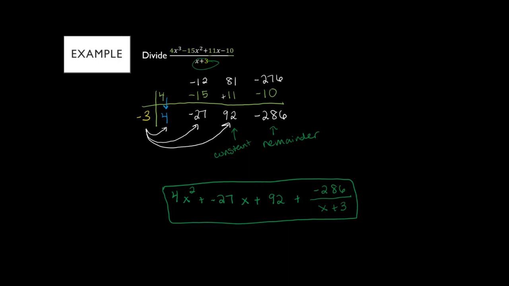You can see that this process is faster than doing long division, and it takes up less space. You're just looking at the numbers. For those people who really struggle when you throw variables into things, this is much easier because I don't even have to worry about the letters. I just look at the numbers. Do you guys have any questions?